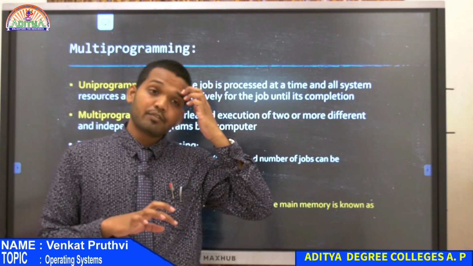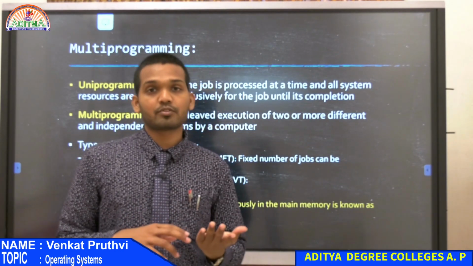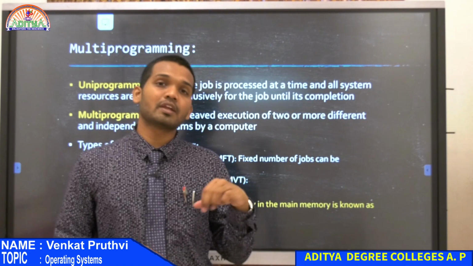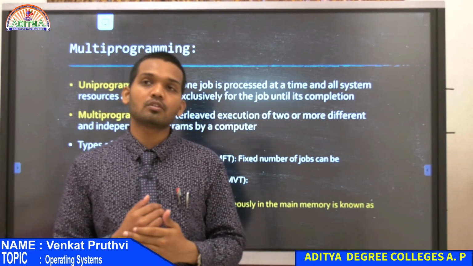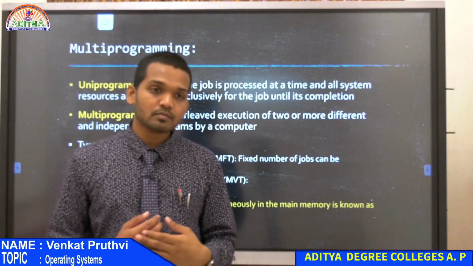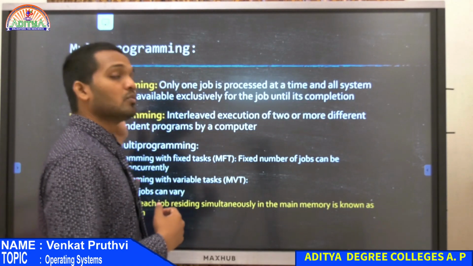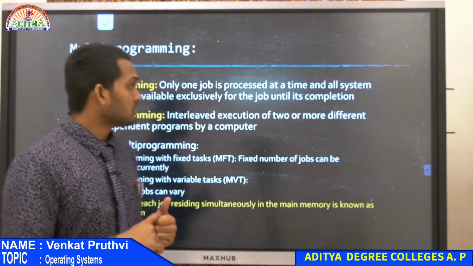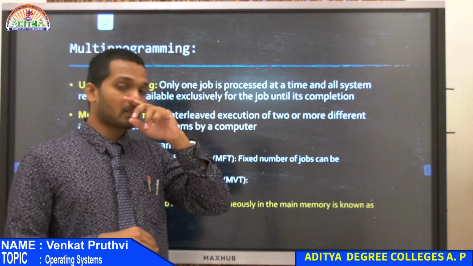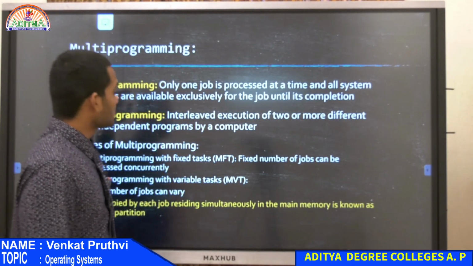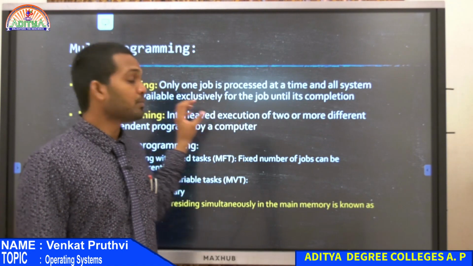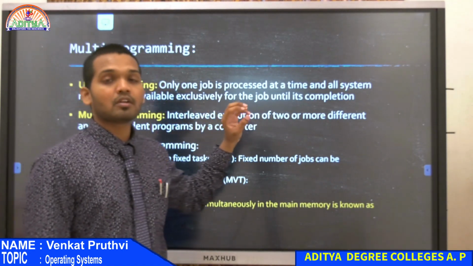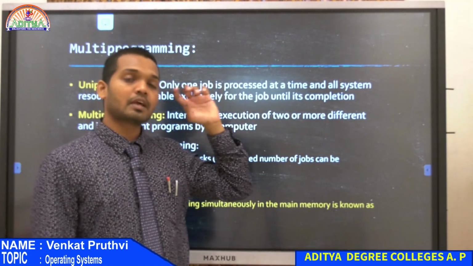Other than that, if you wanted that program to open Microsoft Word, or if you wanted to read a PDF by clicking on it, or if you wanted to open a browser, this uniprogramming was not able to achieve the task. The reason is, the operating system or the computer was only given input for that single program, or only one kind of task that can be executed.